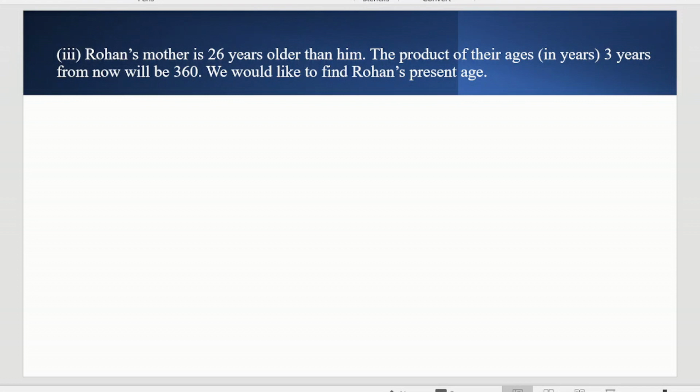Now let us see the next question. This question is related to age. Rohan's mother is 26 years older than him. The product of their ages 3 years from now will be 360. We would like to find Rohan's present age. So let us solve this question. Here we need to find Rohan's present age, right? So let us assume Rohan's present age to be x.